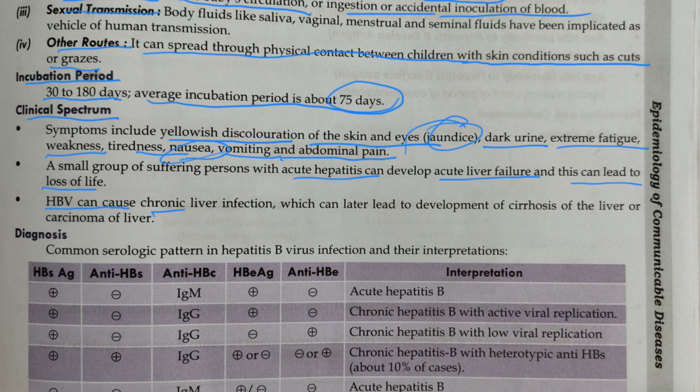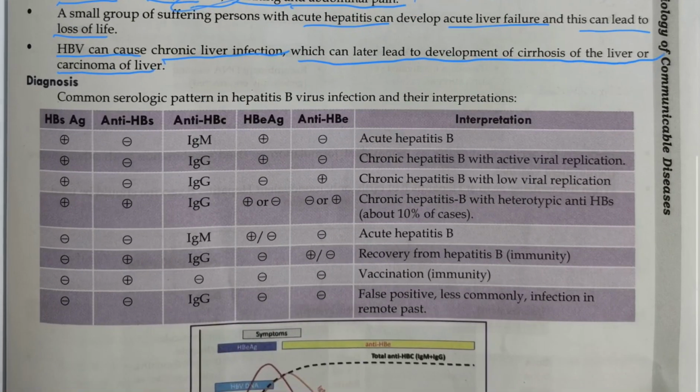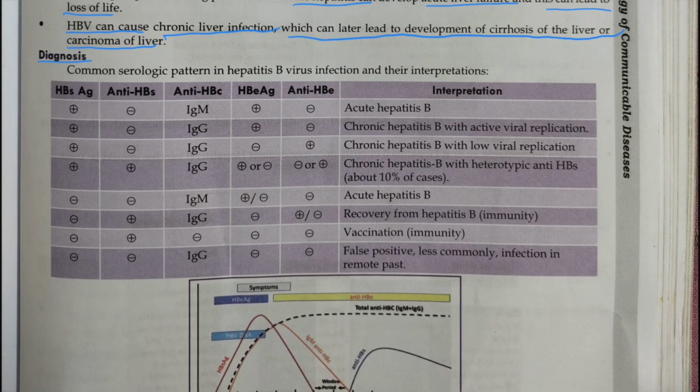HBV can cause chronic liver infection, which can later lead to development of cirrhosis of the liver or carcinoma of the liver. Diagnosis. Common serological patterns in hepatitis B virus infection and their interpretations.